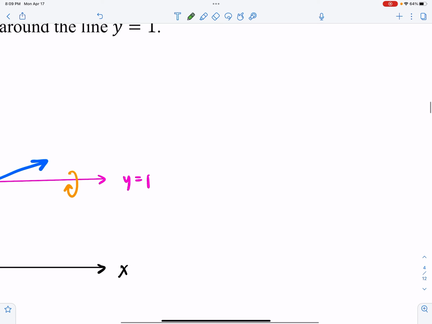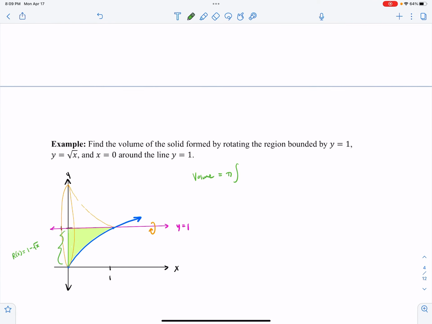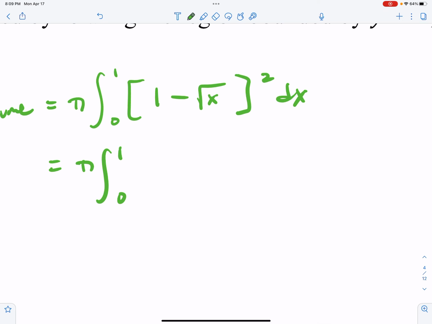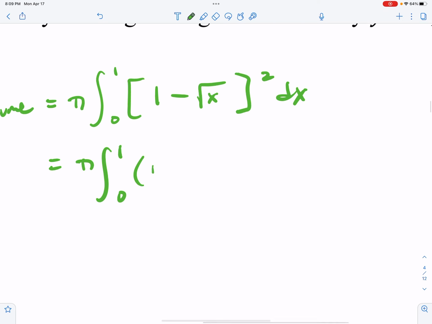Okay, so then to find the volume, it would be pi times the integral from 0 to 1 of r of x, so 1 minus the square root of x, squared. And then we can think about multiplying 1 minus the square root of x times 1 minus the square root of x out. We would get 1 minus 2 root x, or 2x to the 1/2 to help us with power rule, plus x.